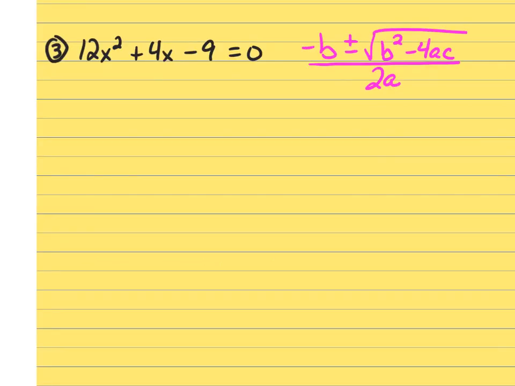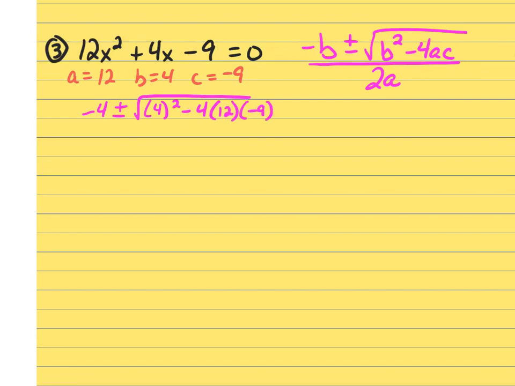Step number 1 is to always list my A, my B, and my C value. And then I'm plugging them in. Negative B would be negative 4 plus or minus the square root of 4 squared minus 4 times A times C, all divided by 2 times A, which is 2 times 12. I'm going to bring everything down but my discriminant, so negative 4 plus or minus the square root over 24.